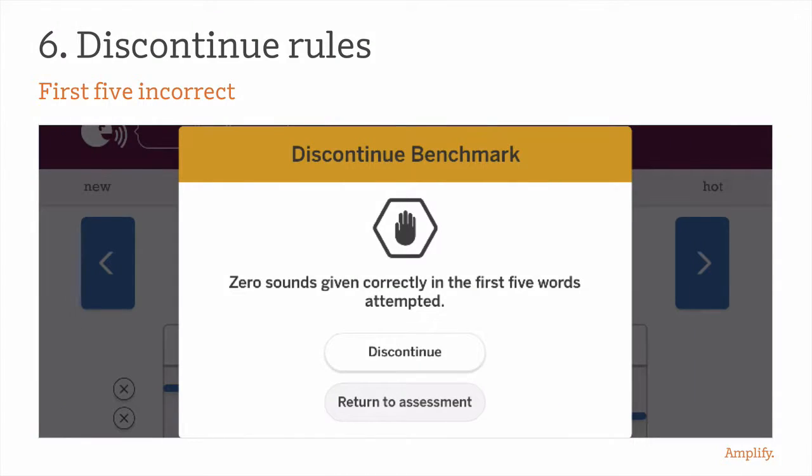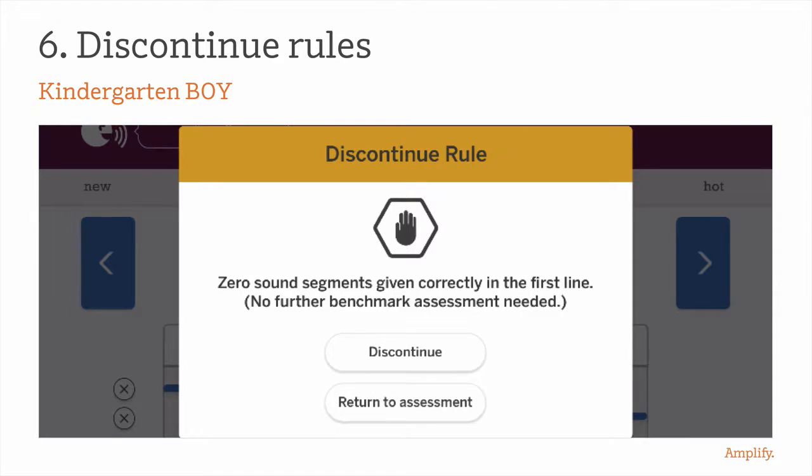Discontinue rules. If a student has not given any sound segments correctly in the first 5 words, discontinue PSF. M-Class assigns the student a score of 0. At kindergarten BOY, you have the option to discontinue the benchmark assessment completely.